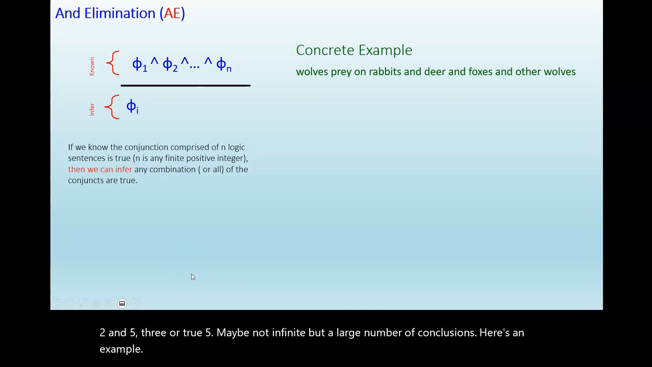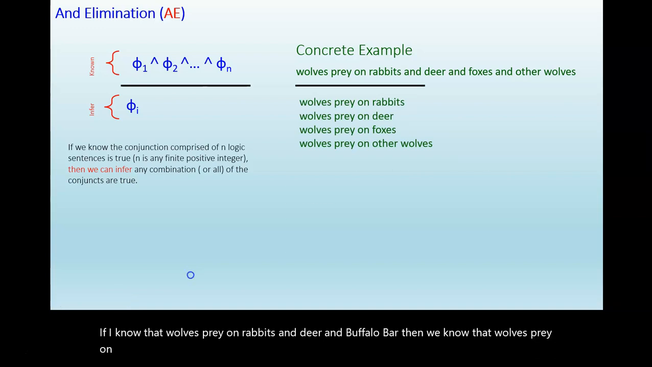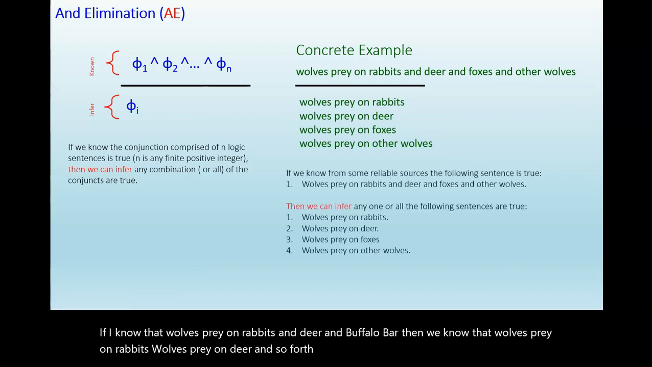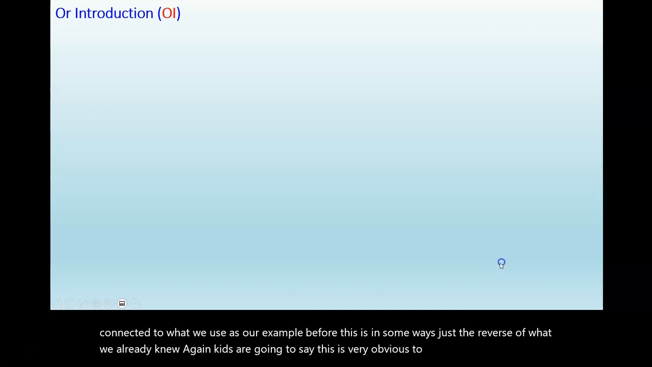If I know that wolves prey on rabbits and deer and so on, then we know that wolves prey on rabbits, wolves prey on deer, and so forth are all true sentences. Okay, keeping this directly connected to what we used as our example before. This is, in some ways, just the reverse of what we already knew. Again, kids are going to say, this is very obvious to me. Okay.